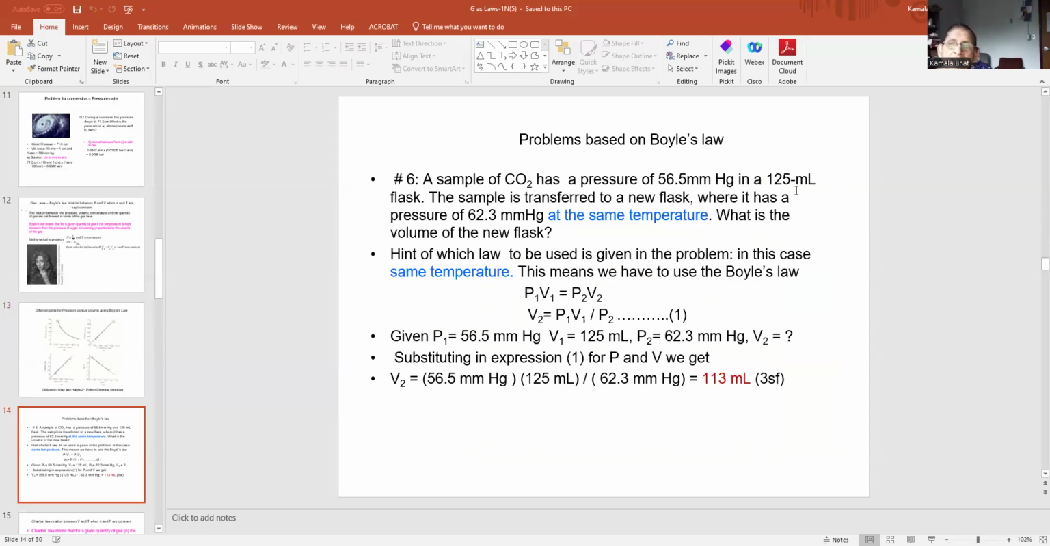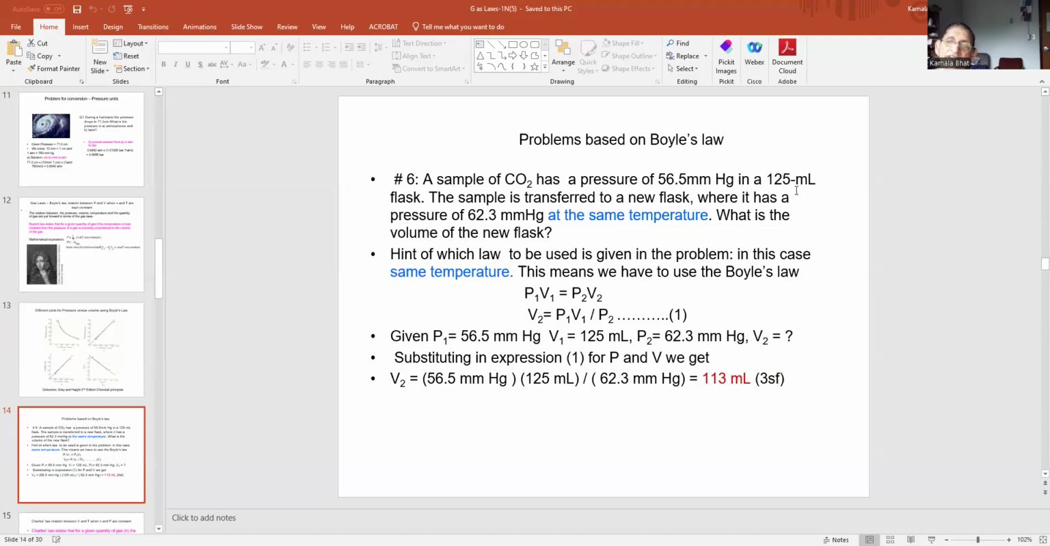So here is an example of a problem based on Boyle's law. A sample of carbon dioxide has a pressure of 56.5 mmHg and is kept in a 125 milliliter flask. The sample is transferred to a new flask where it has a pressure of 62.3 mmHg at the same temperature. What is the volume of the gas? Hint: which law is to be used in this problem?